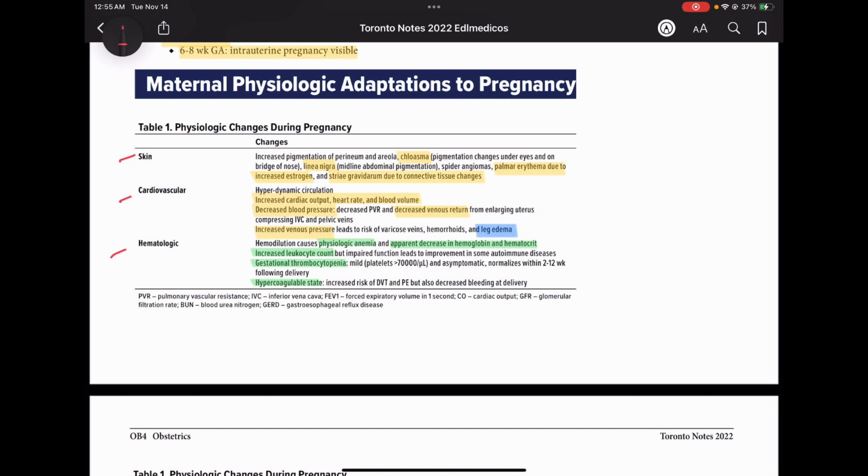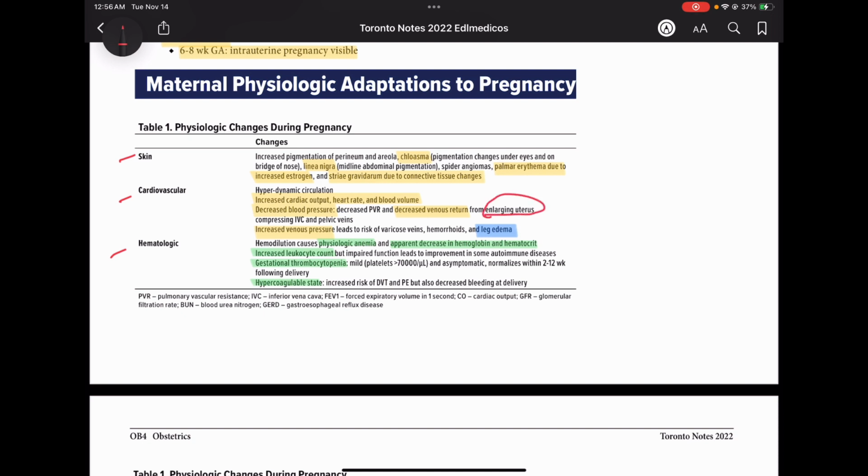Moving forward to the cardiovascular, as now we're gonna feed the baby with blood too, the circulation gets hyperdynamic. It increases the cardiac output, heart rate, and blood volume, but it decreases the blood pressure. How does it decrease blood pressure? Because the resistance in the pulmonary vasculature is decreased, and venous return is also decreased, because as we know, with the growing baby, the uterus starts to enlarge.